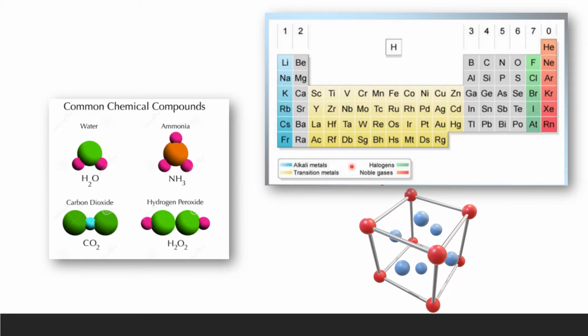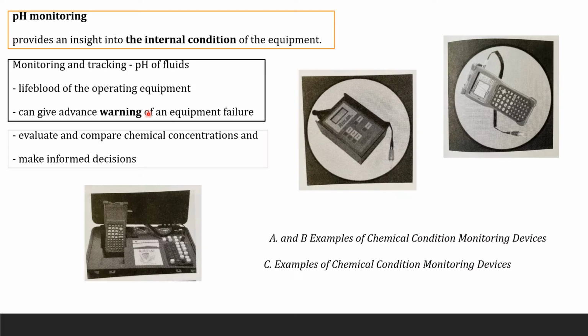So anyways, for equipment, it's going to be mostly iron or copper or aluminum. And most of them are alloys, by the way, because it's cheaper. And we also study them internally, just like we study ourselves internally, because all of us are composed of compounds of these elements. Therefore, we can study inside out. pH monitoring. Here are the instruments that we use. Call them chemical condition monitoring devices.